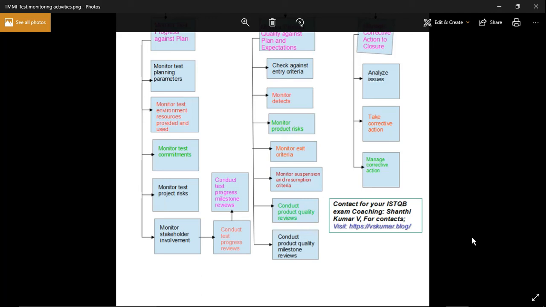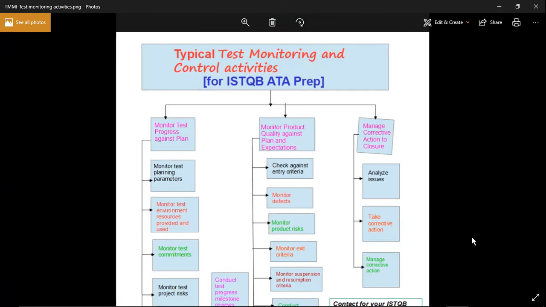We are supposed to consider product quality and what level of quality needs to be maintained. We might have agreed with the development team at the beginning of the project with reference to the user acceptance criteria, and that needs to be considered here under different milestones, and reviews need to happen under each milestone. What was planned, what was agreed, what is happening now in the product during execution, that needs to be considered. Now let us move to the third activity, manage corrective action to closure.